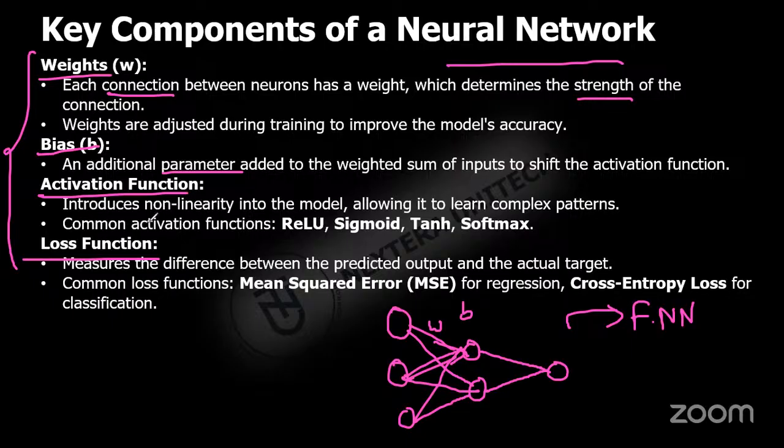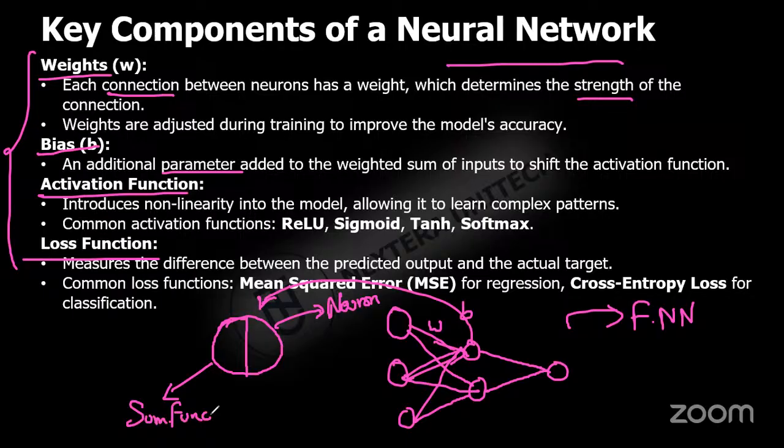And finally, we also have the activation function. In order to understand the activation function, let us first understand what we have in a neuron. Assume this is a neuron, guys. Assume I took only a single neuron. Within a neuron, we'll have two components. The first one is called the summation function, and the second one is called the activation function.